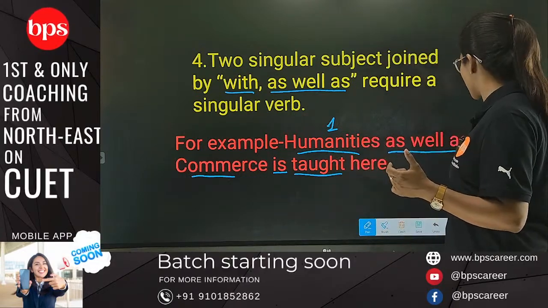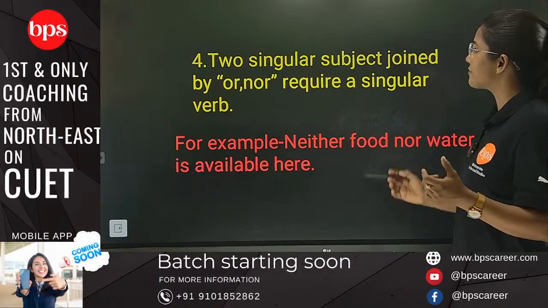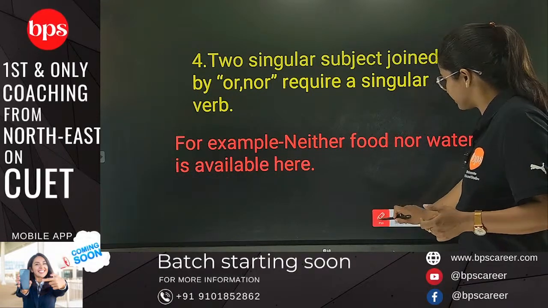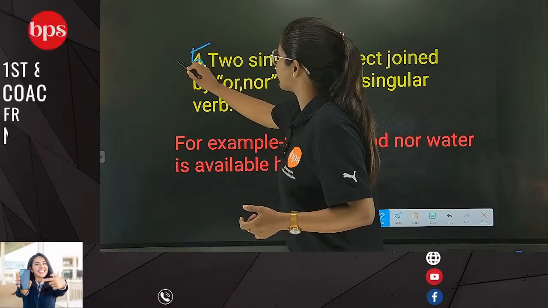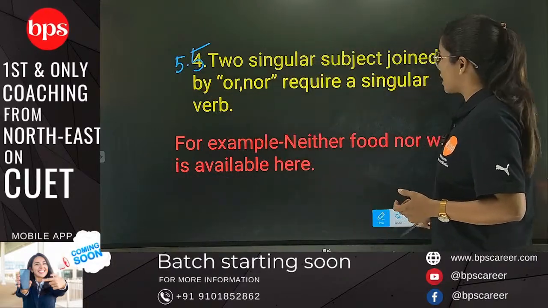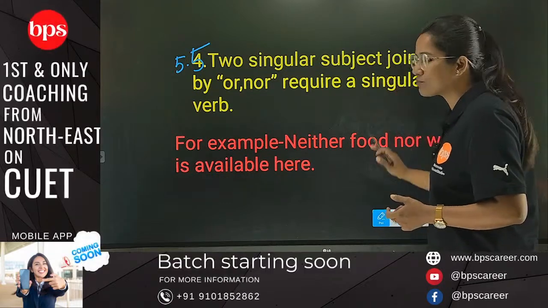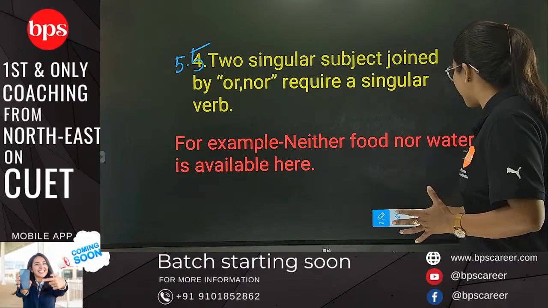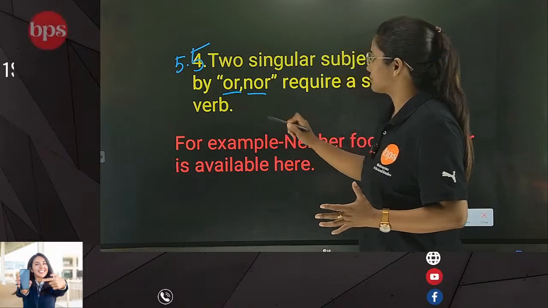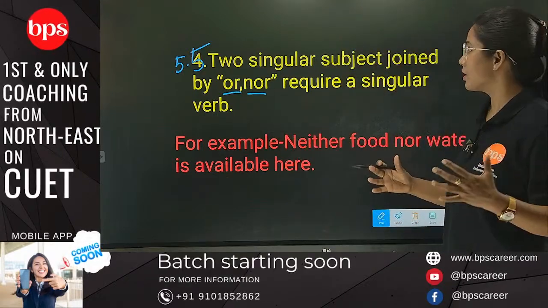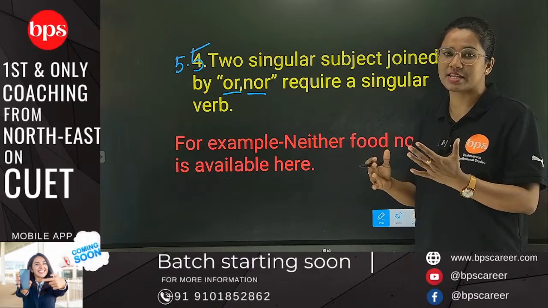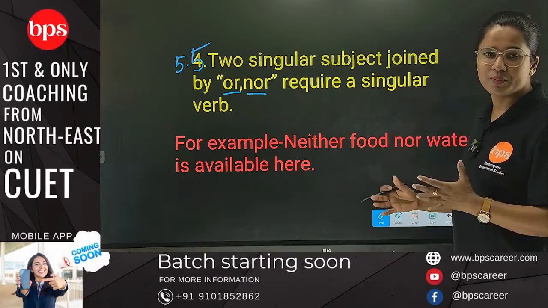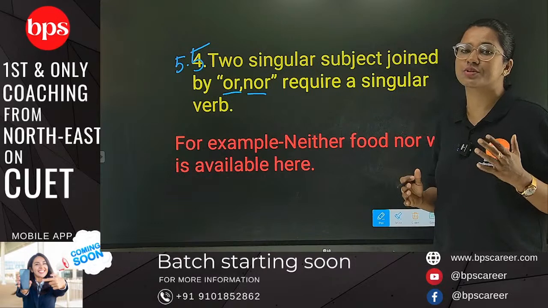Yes? Next, moving on to the next rule, that is rule number 5, but there is one simple mistake of numbering. It should have been 5, okay? So here, two singular subjects joined by "or", "nor", "either or", "neither nor". When these kind of things are in the sentence, it refers to something singular and requires a singular verb.